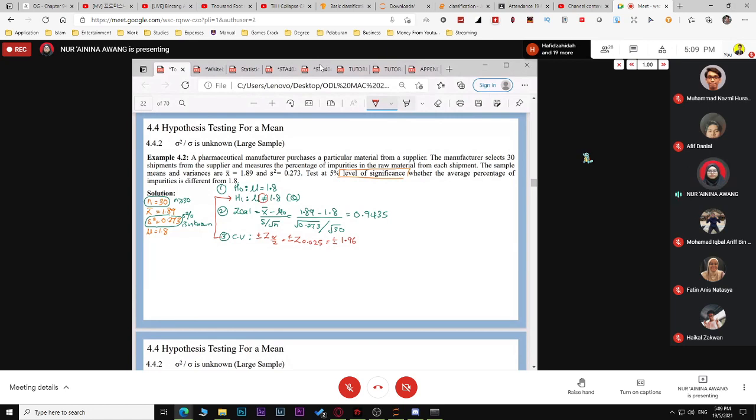Okay, and then next one is your decision rule. So decision rule kita akan ada dua lah. Either reject H null if Z calculated is less than negative Z alpha over 2, or Z calculated is more than Z alpha over 2. Okay, so itu adalah untuk your decision rule.